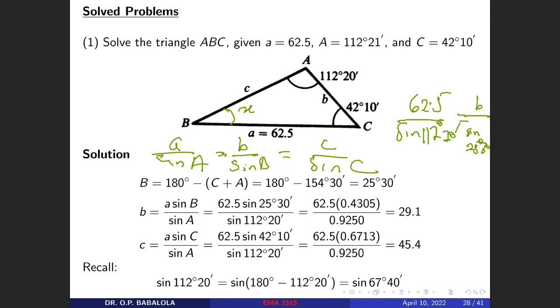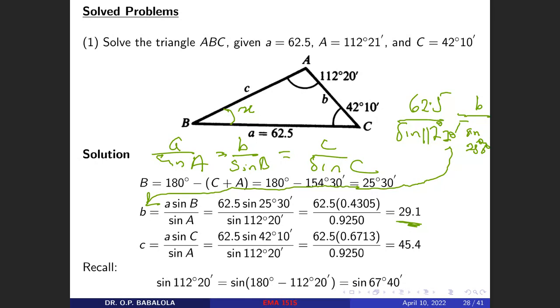That is what I've done here. I just wrote this out so that you can see it. So from here we can come here just to obtain B, and B is obtained as 29.1. Please work that out yourself.